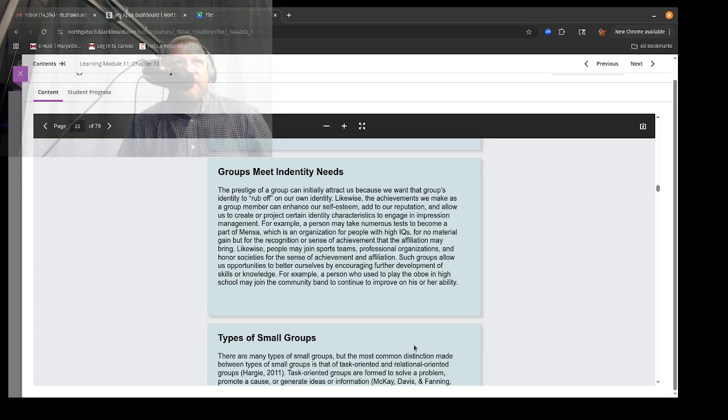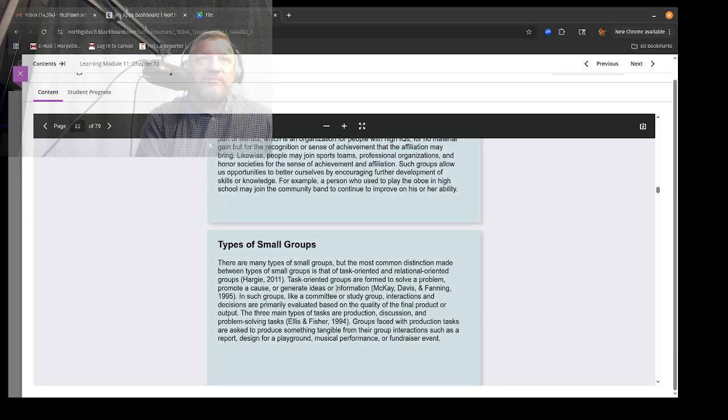A person may take many tests to become part of Mensa, just so I can show off my high IQ. Some people do that. I don't understand exactly, but that's neither here nor there. Some people join sports teams, right? Intercollegiate sports, or professional organizations, honor societies, things like that, right? Think about it, even a person who played the oboe in high school might want to join a community band in order to continue to play and be part of music. I was part of theater groups over time because it was something that I enjoyed.